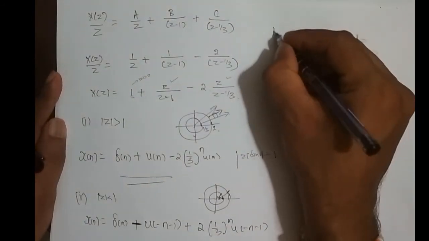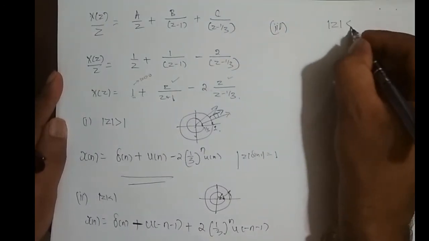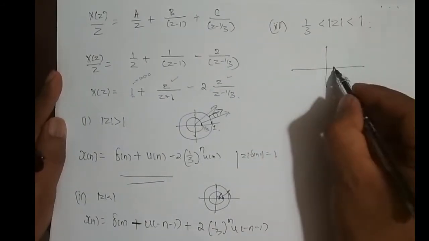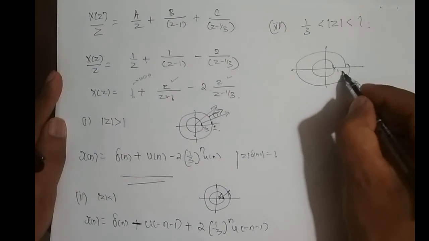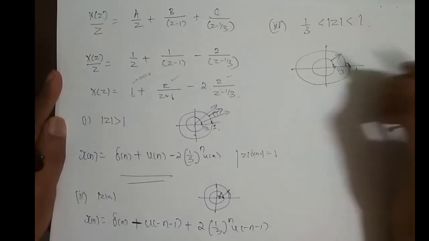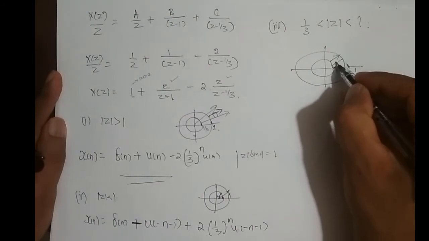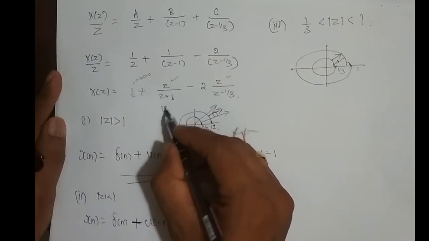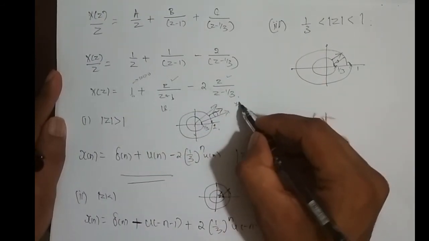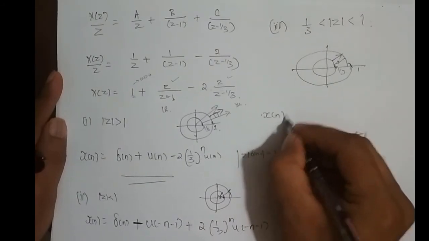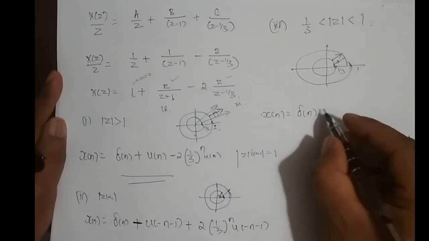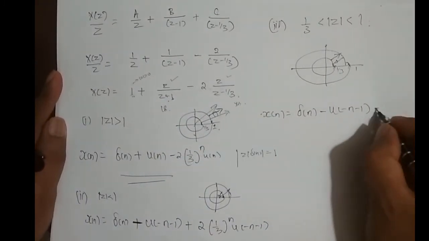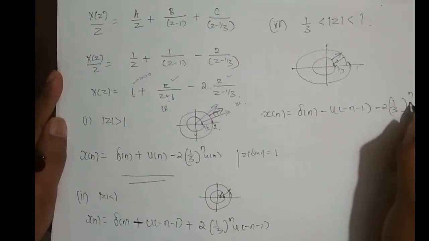Fine. Next, the third ROC. The third ROC is magnitude of z in between 1/3 and 1. If that is the case, what do we have? Which is right sided and which is left sided? So this is 1/3 and this is 1. The pole at 1/3 should be right sided. The pole corresponding to 1 should be a left sided sequence. So therefore x of n is, anyhow, delta of n, remains the same. This should be a left sided sequence, minus u of minus n minus 1, and this should be a right sided sequence, minus 2 into (1/3) power n u of n.